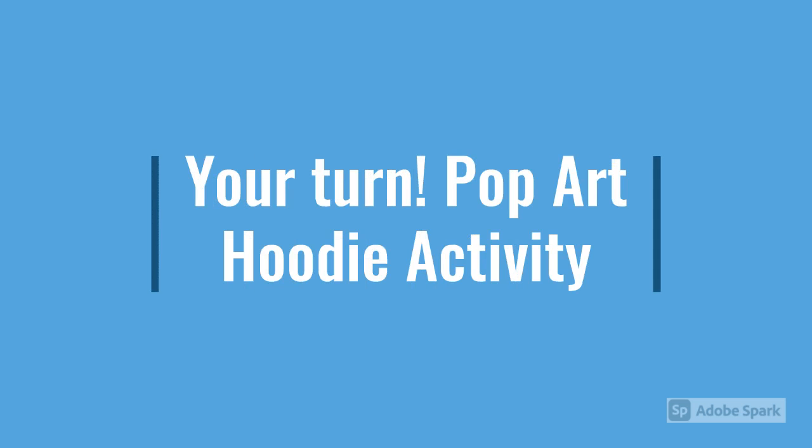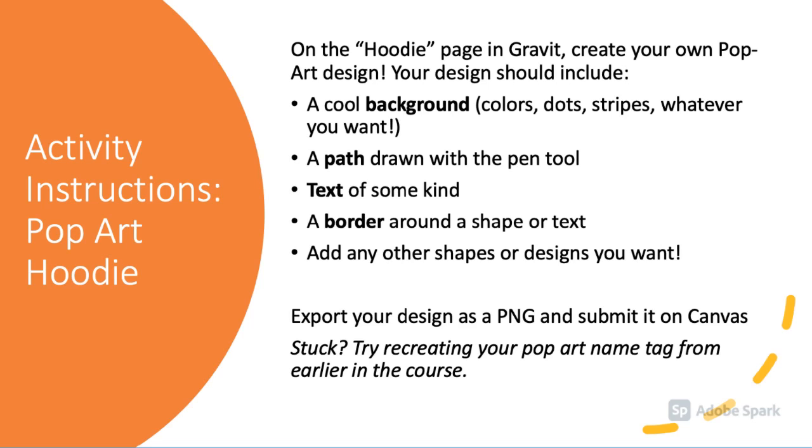Now that you've followed this tutorial to learn how to make pop art designs in Gravit, it's time to make one of your own. Use the hoodie page to create your own pop art design. Your design should include a cool background with colors, dots, stripes, or whatever design you want, a path drawn with the pen tool, text of some kind, a border around either a shape or text, and any other shapes or designs you want. Remember to export your design as a PNG and submit it on Canvas.